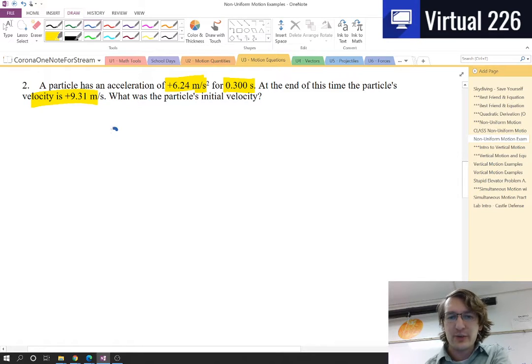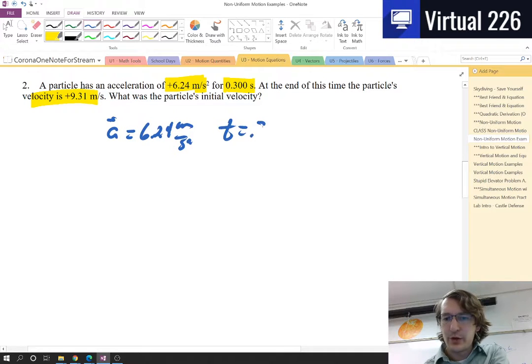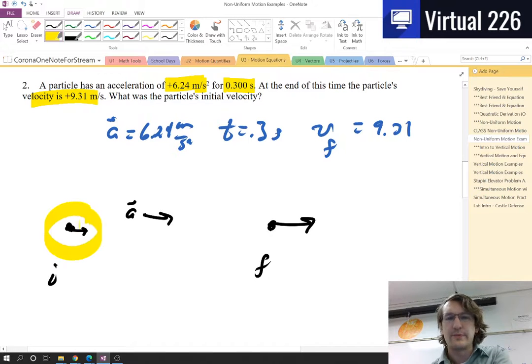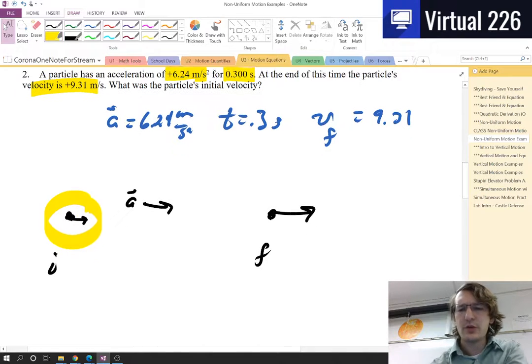So what we actually have here is an acceleration of 6.24 meters per second squared, a time of 0.3 seconds, and a final velocity of 9.31. If I were to draw a little picture here, here's the particle initially, here's the particle on final. It's got this final velocity here. It has some initial velocity, and it's accelerating through the middle. Okay? We want the initial.